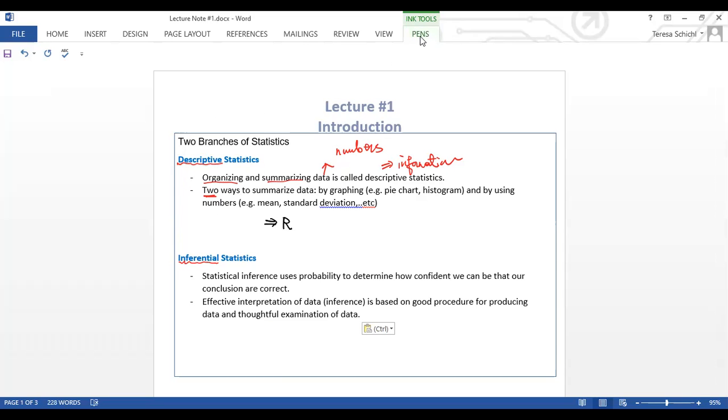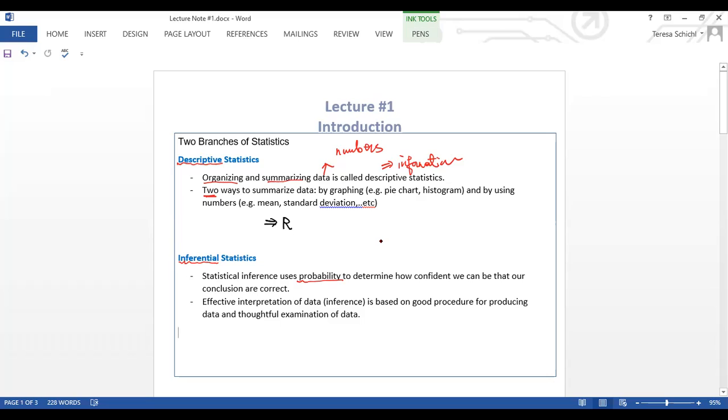Okay, so inferential statistics basically tell you, we say, hey, I'm using probability to determine how confident we can be that our conclusions are correct. All right, and so that's what inferential statistics is.